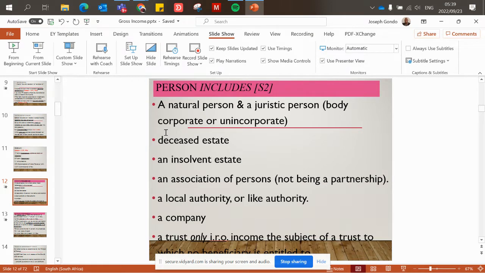This is also another thing that's defined actually in the Act. If you go to paragraph 2, with the definitions, you actually see the person is also defined. It means a natural person or a heuristic person, that is both corporate or unincorporated. It can be a deceased estate, an insolvent estate, an association of persons, a local authority or like authority, a company, a trust.